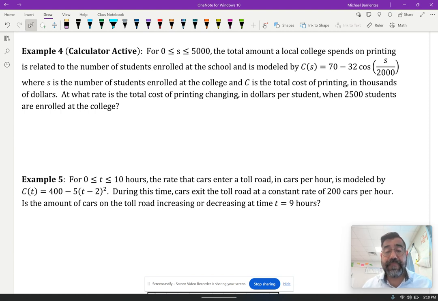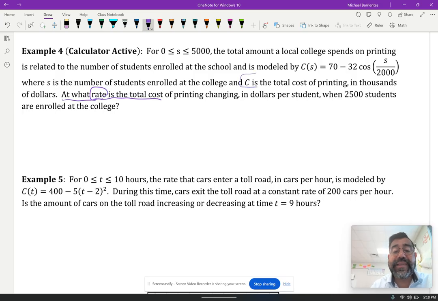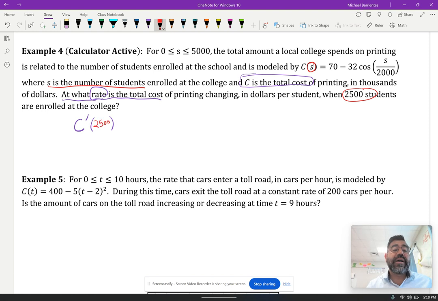So when you see this, that should tell you that we're looking for a derivative. The derivative of what? The derivative of the total cost. Oh, but C is the total cost. So really, we're looking for C prime, and we're looking for C prime at a specific instant, or in this case, at a specific amount, because my input is S, the total number of students, and we know that there are 2,500 students in this particular situation. So we're really looking for C prime at 2,500, where 2,500 is the number of students.